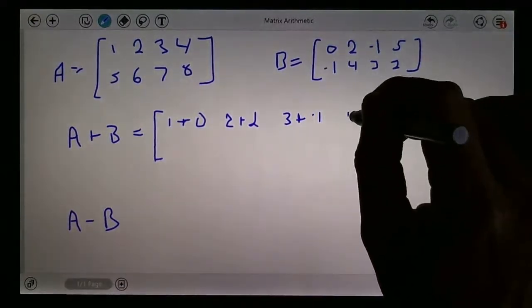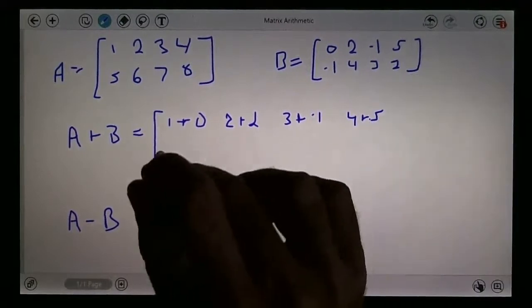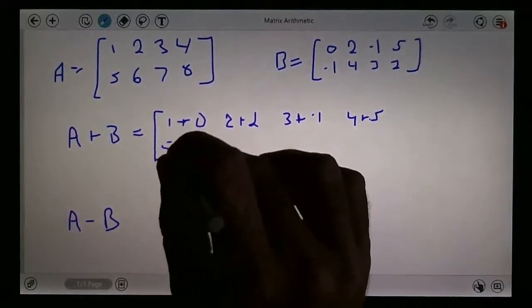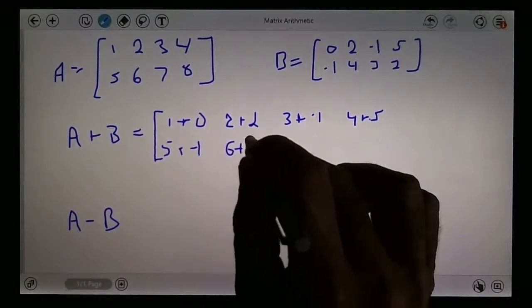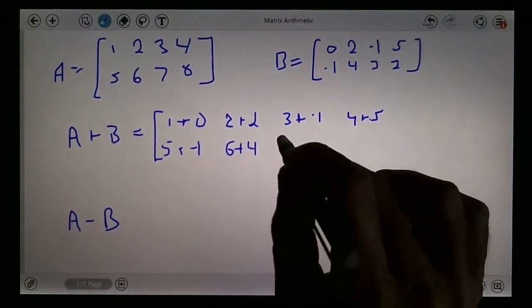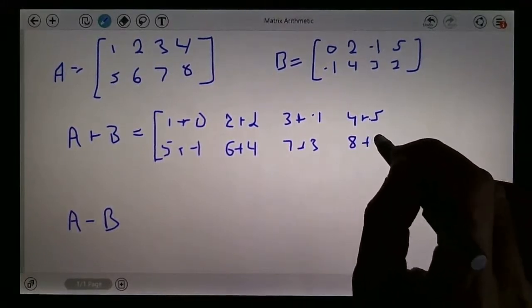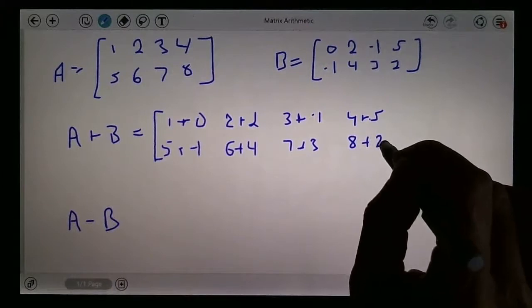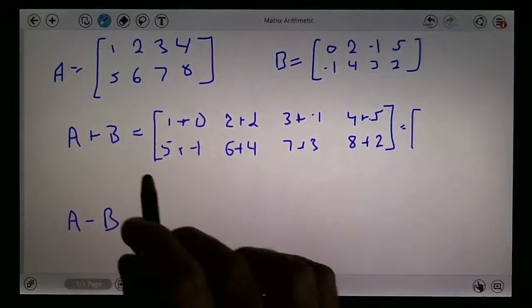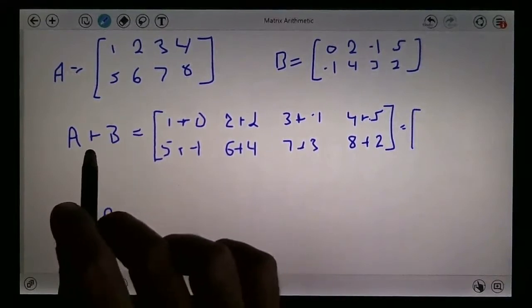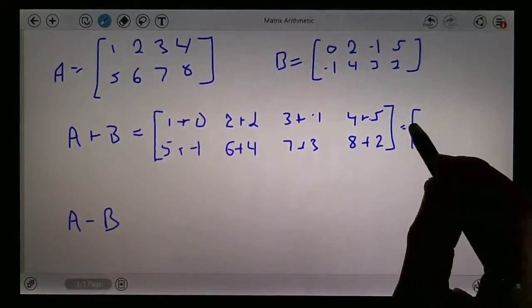And 4 plus 5. And 5 plus negative 1. And 6 plus 4. That one came out all right. And 7 plus 3. And 8 plus 2. For a grand total of, and I am using equal signs here because this combination of matrices is equal to this one. And it's equal to this.